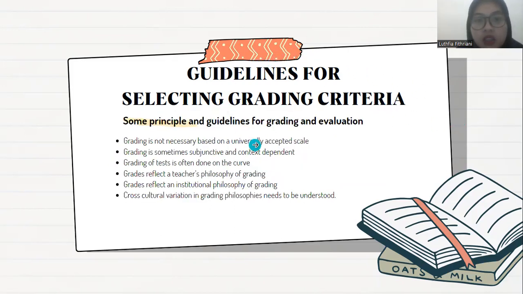Some principles and guidelines for grading and evaluation include: grading is not necessarily based on a universally accepted scale. Grading is sometimes subjective and context dependent. Grading of tests is often done on the curve. Grades reflect a teacher's philosophy of grading.